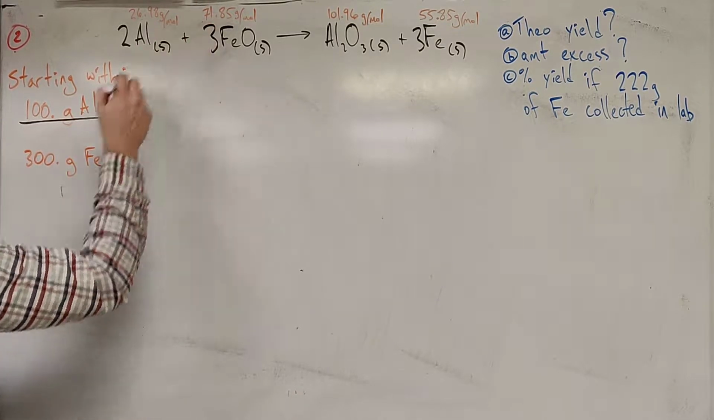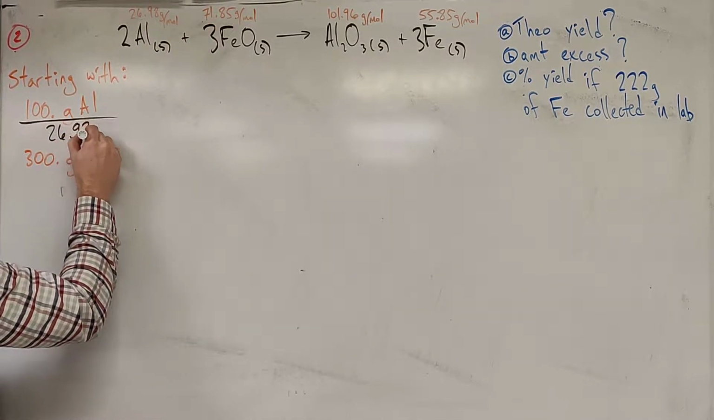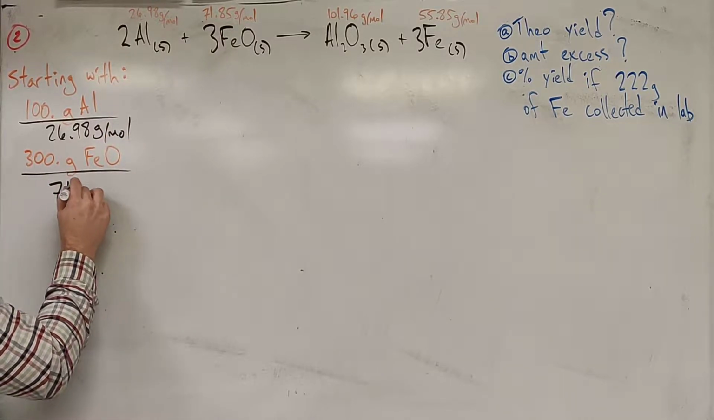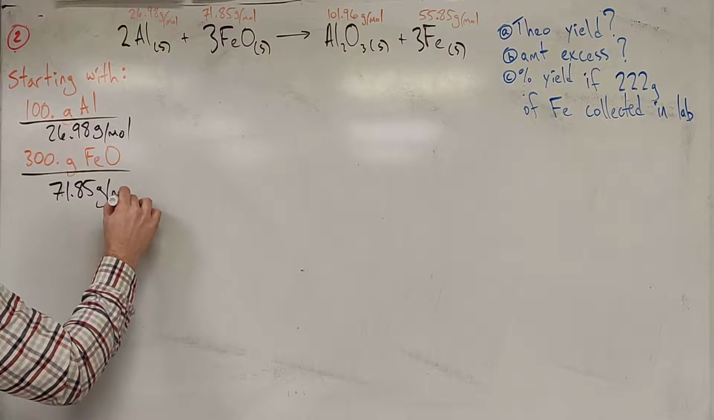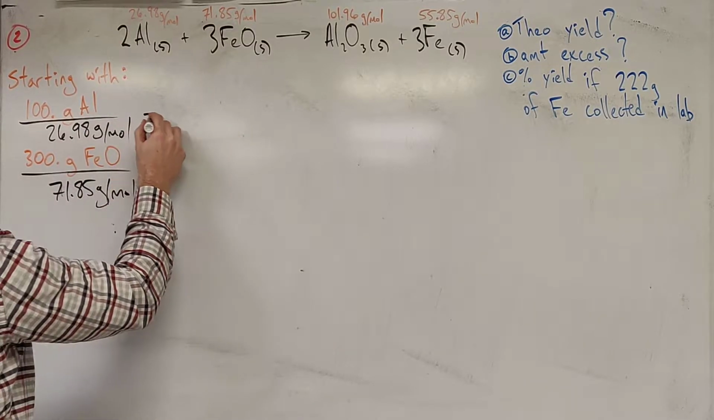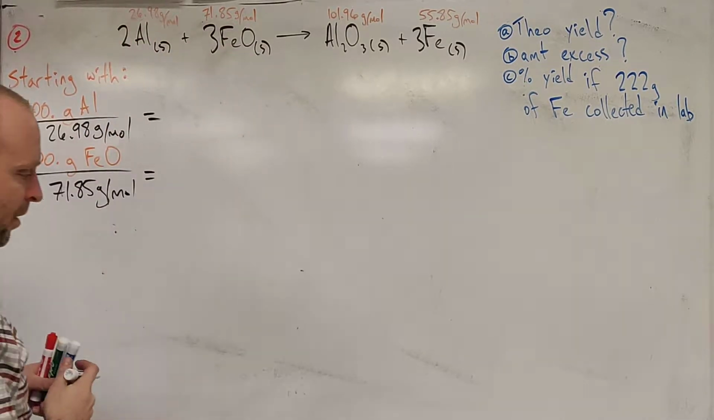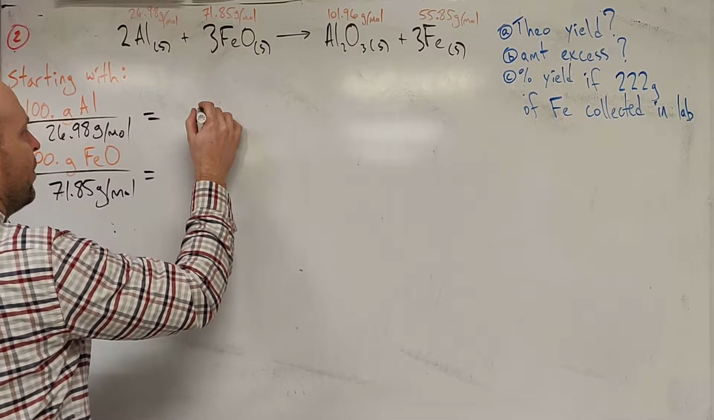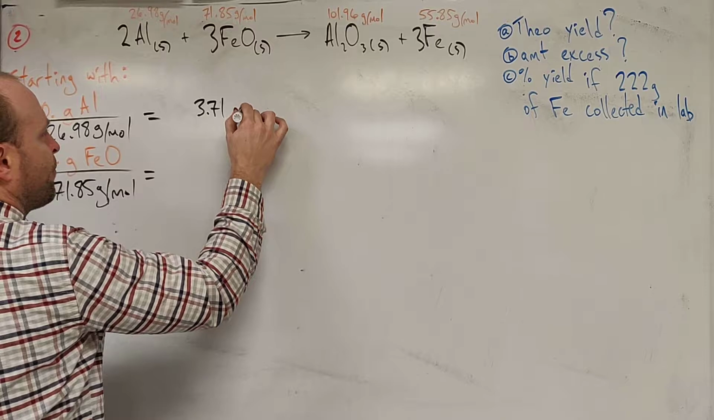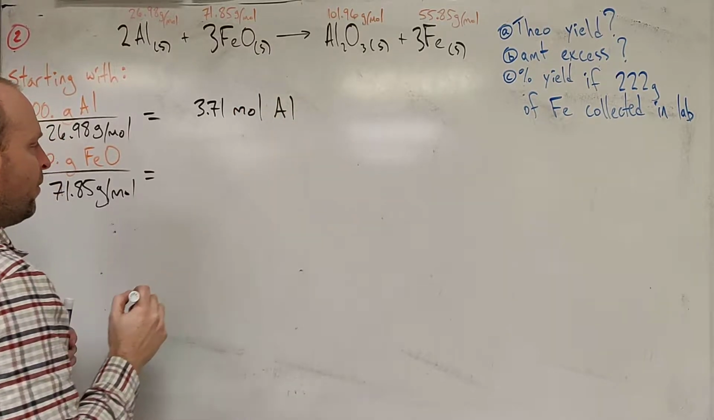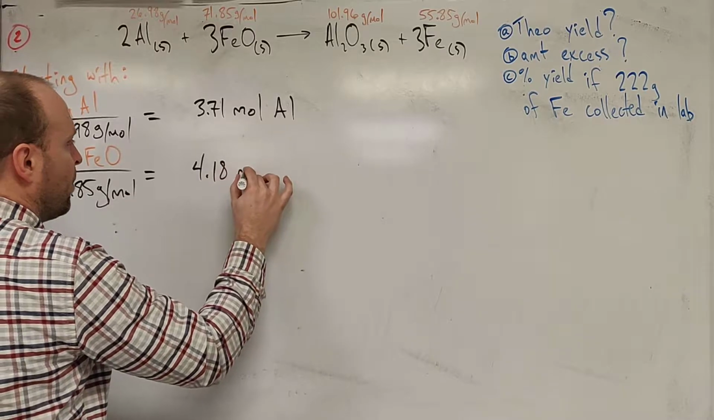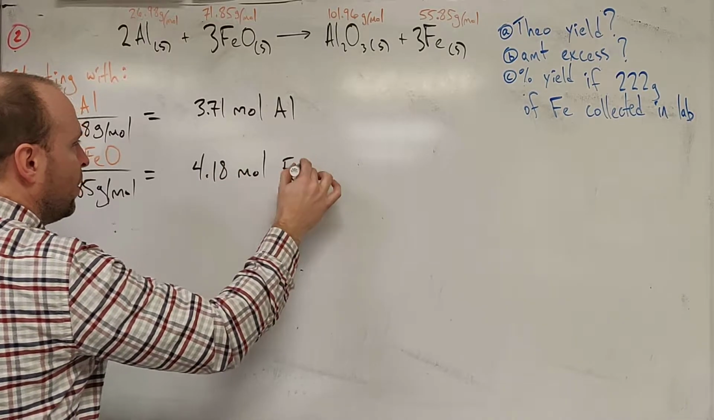Aluminum, as we said from the periodic table, 26.98 grams per mole. Iron oxide, 71.85 grams per mole. And I did those calculations preliminary to get the numbers ready for you there. This ends up 3.71 moles of aluminum. And for the iron oxide, we've got 4.18 moles of ugly. All right.